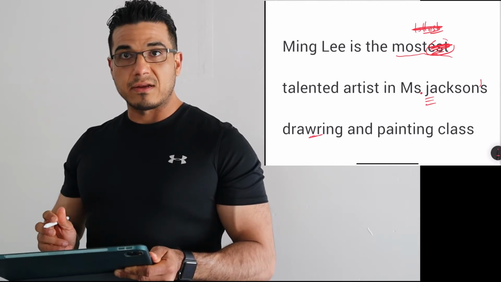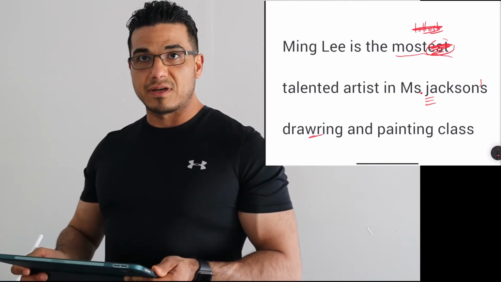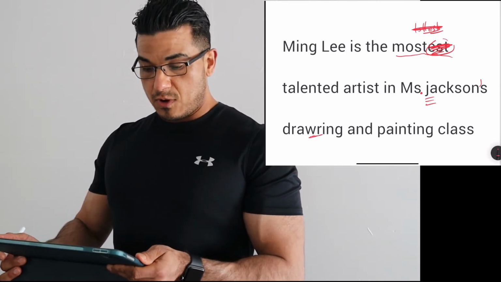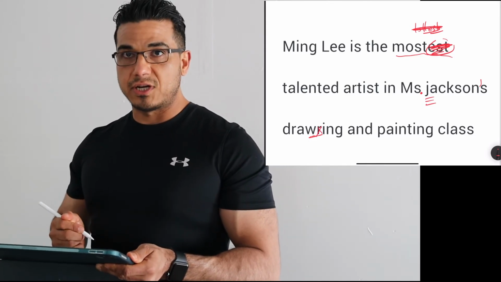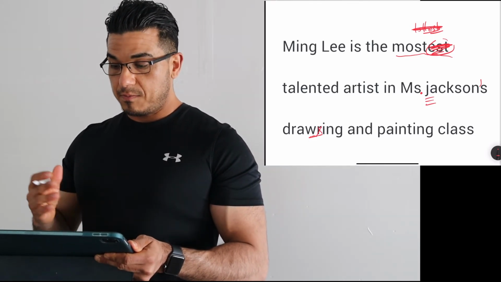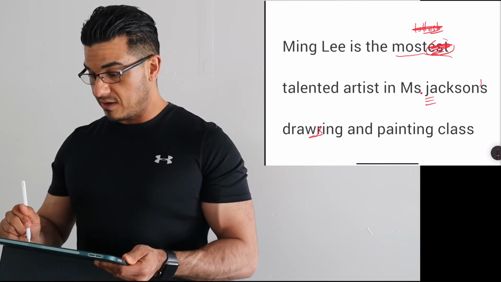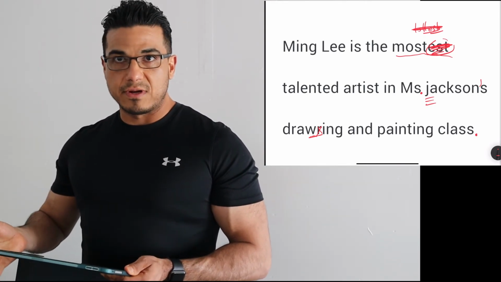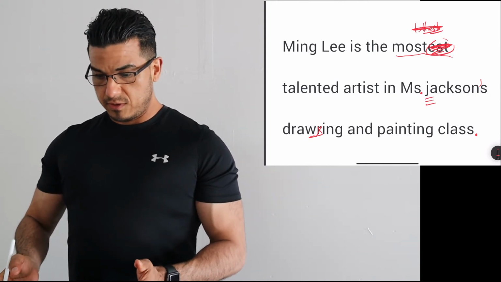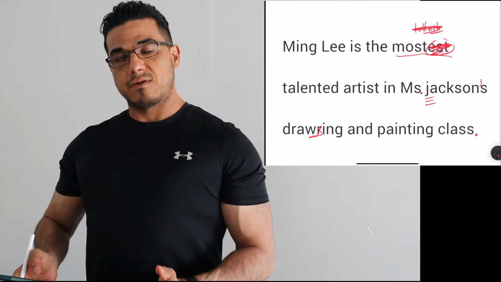Notice drawing, W-R for that blend, right? We have the consonant blend R. Drawing for the gerund. And painting class. Again, we're just making a general statement, so I'm going to go ahead and conclude it or punctuate it with a period at the end. All right, and I believe we're good with this, so let's go ahead and jump to our fourth and final sentence.